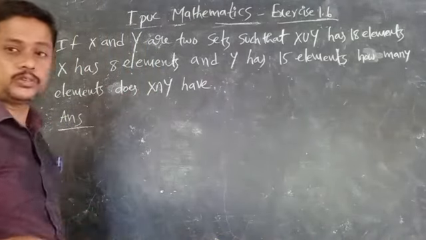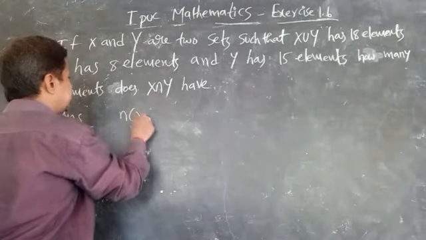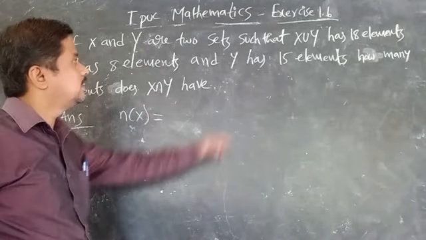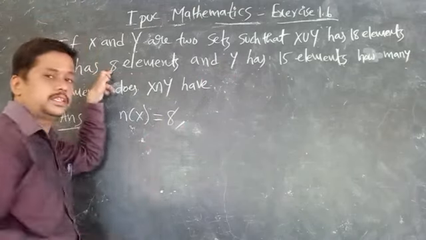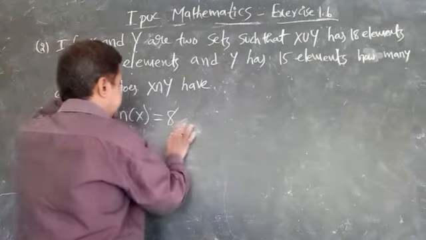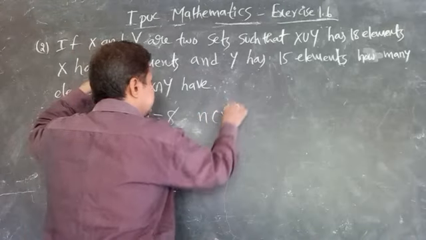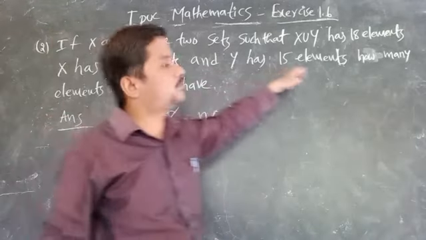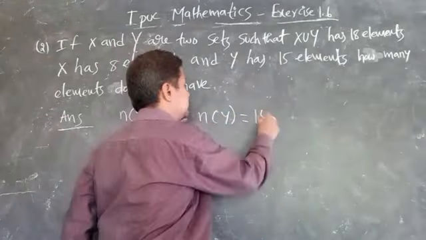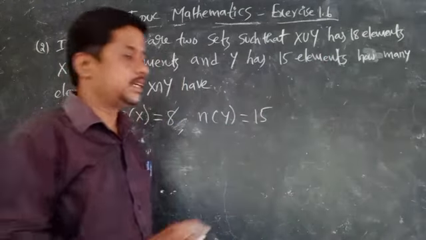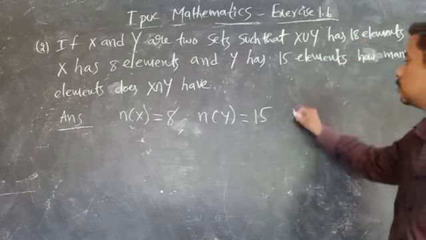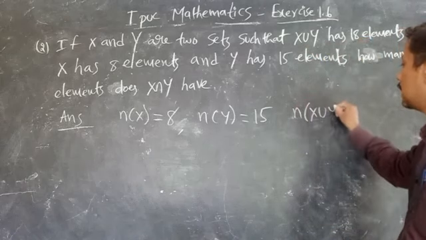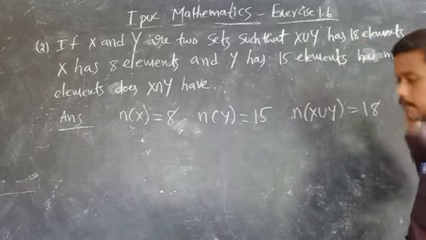x and y are two sets now. Tell me what is n of x? n of x has 8 elements. So n of x is equal to 8. Next. Okay. n of y. So y has 15 elements. 15. Okay. Next. n of x union y. See, x union y has 18. So n of x union y is equal to 18 elements.